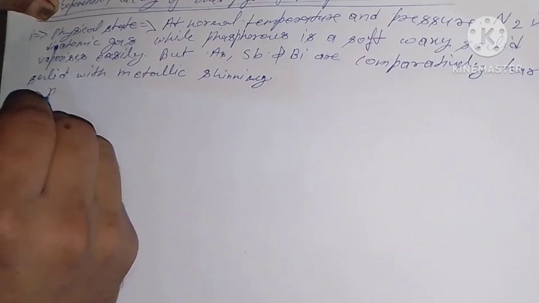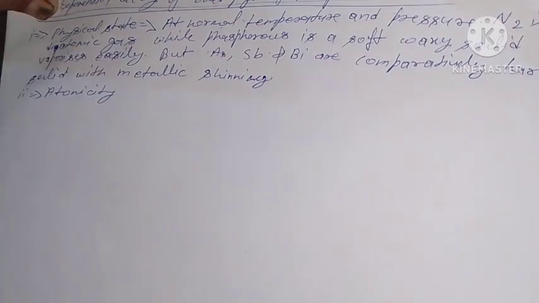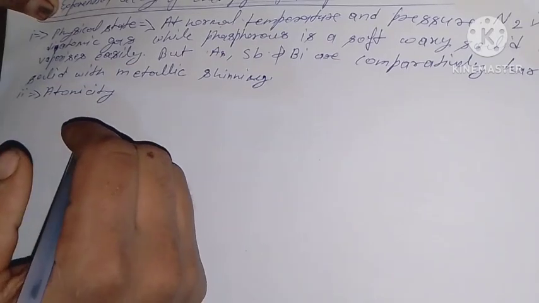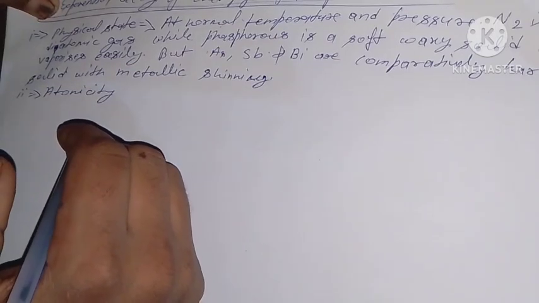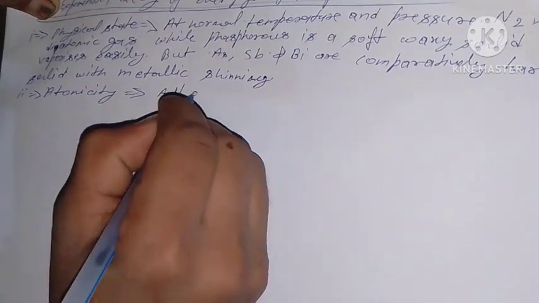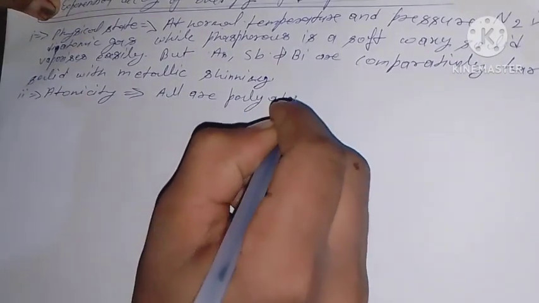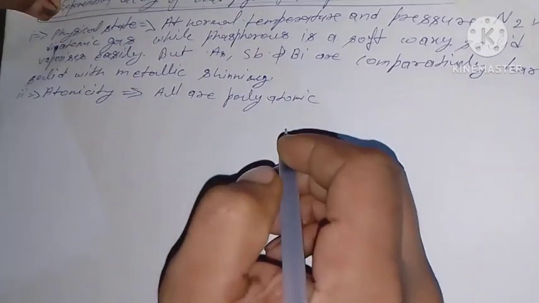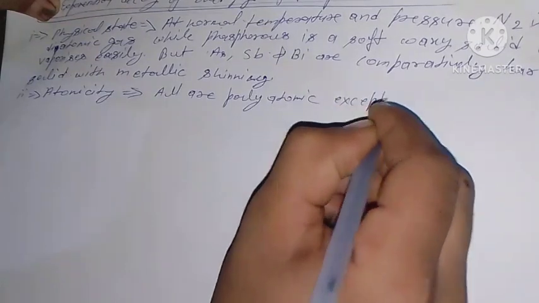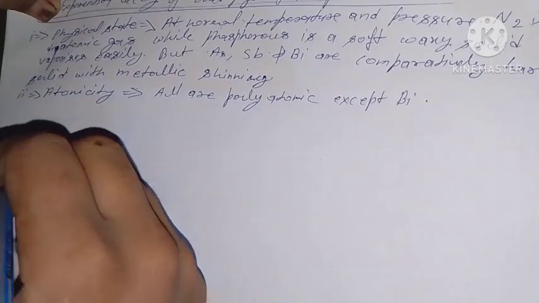Second point: atomicity. All are polyatomic except bismuth.